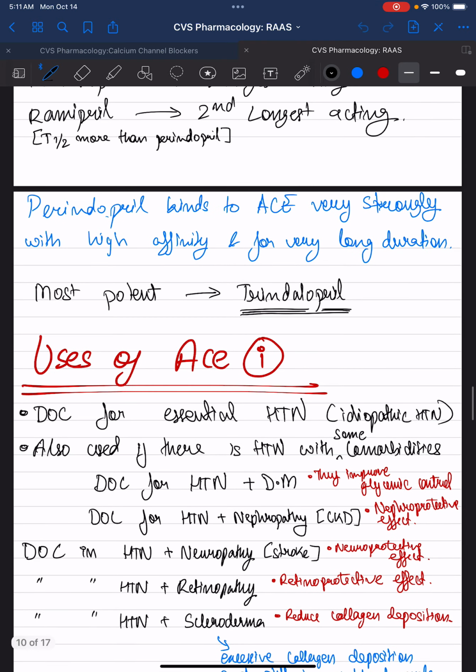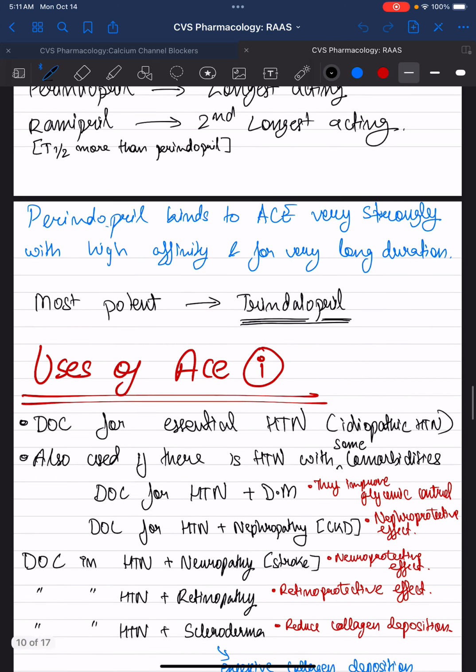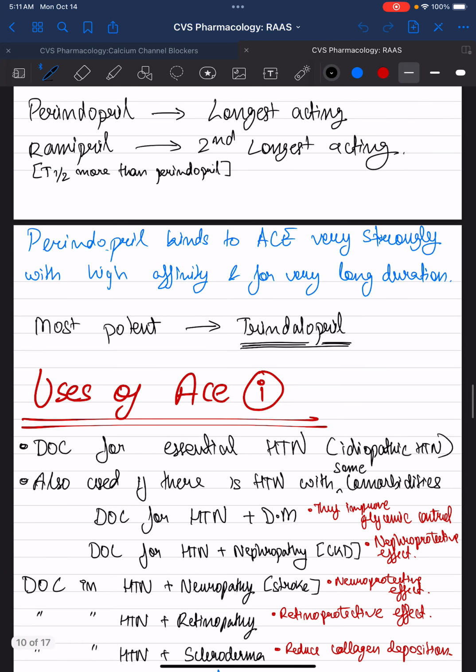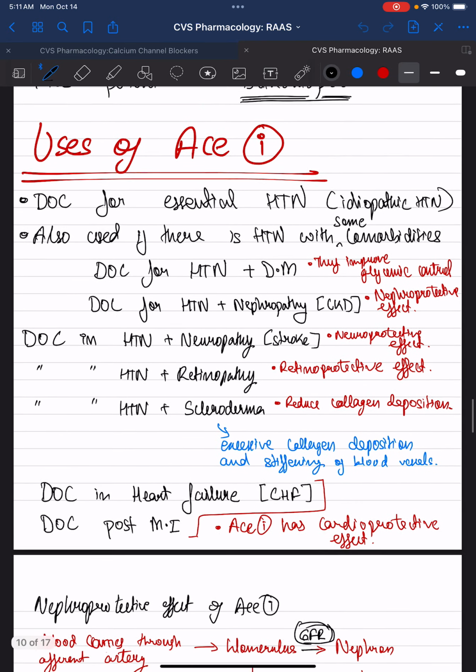Perindopril has a longer action, even though it has a shorter half life, because perindopril binds to ACE very strongly, with very high affinity and for a very long duration. So once it binds, it doesn't leave. The most potent ACE inhibitor is trandolapril.